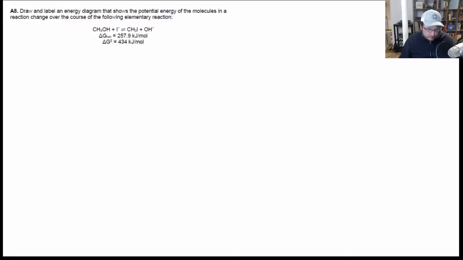From GPS package 12.5. So in this question, what I'm asking you to do is draw and label an energy diagram that shows the potential energy of the molecules in a reaction change over the course of the following elementary reaction. The reaction is methanol reacting with iodide to form methyl iodide and hydroxide ion.